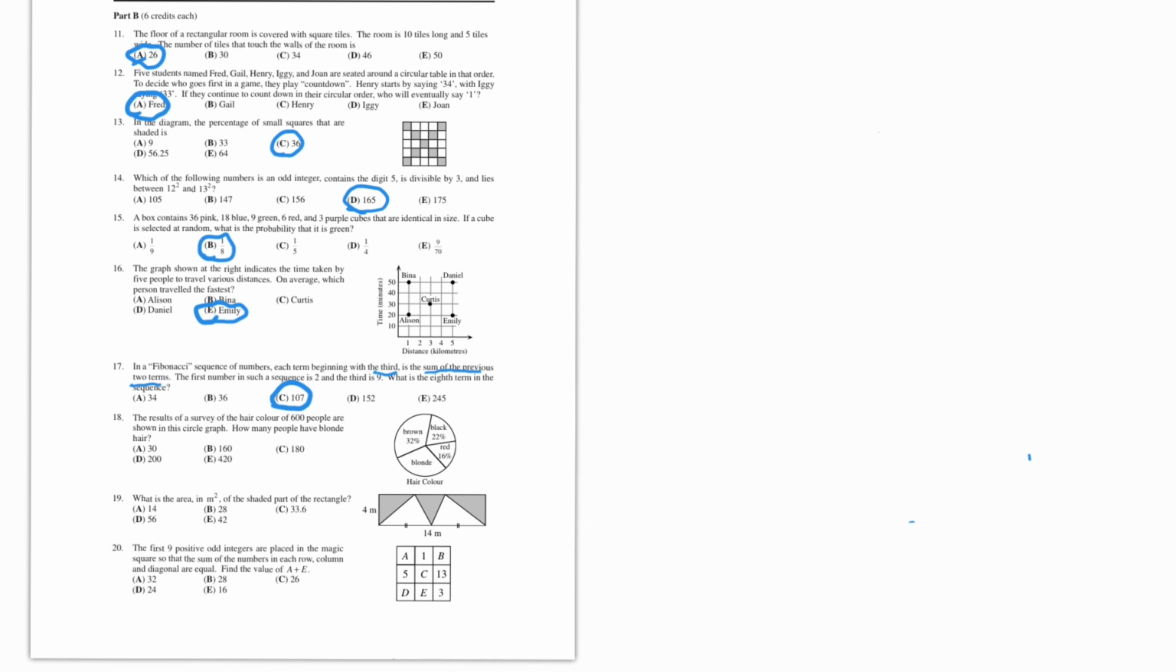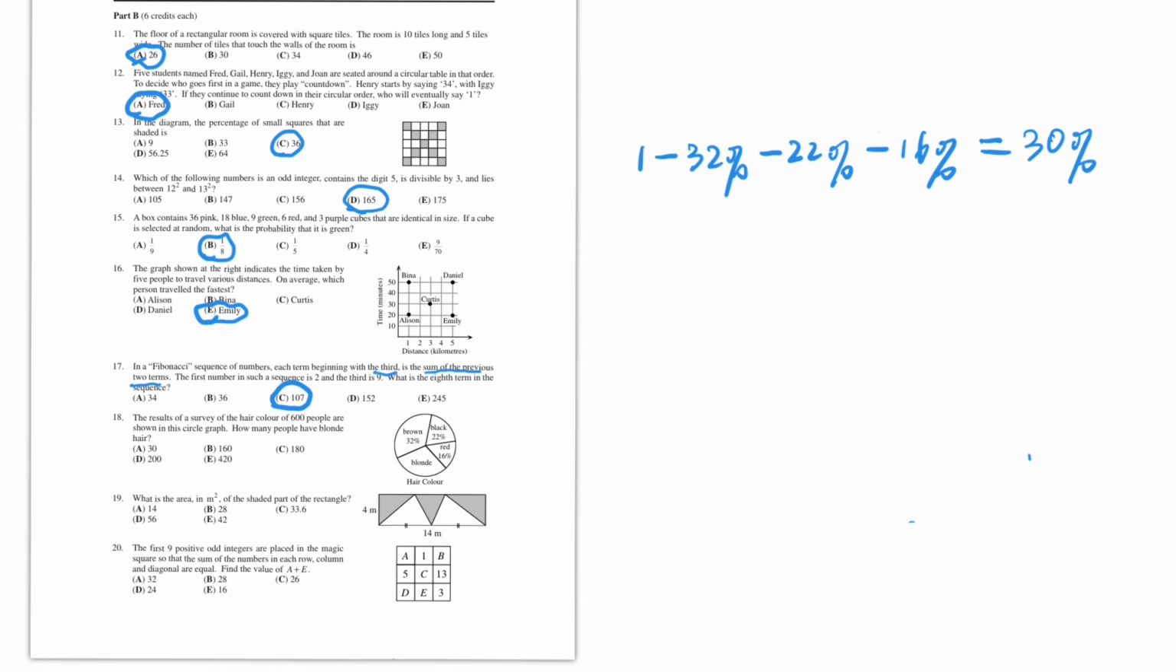First, we need to calculate what the percentage is for blonde hair. We use 1 minus brown, 32%, minus 22%, minus 16%. That's 30%. 1 is 100%, so minus that, it gave us 30%.